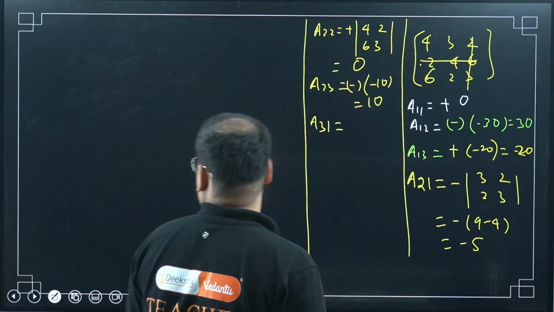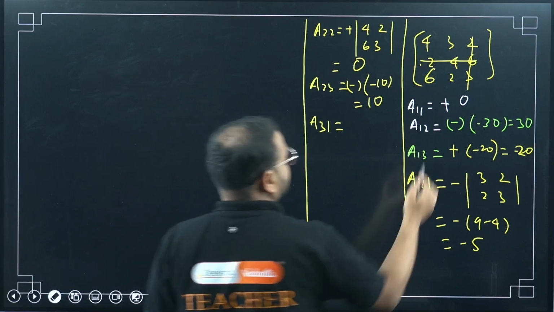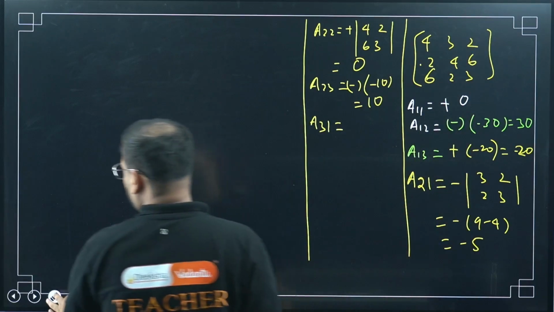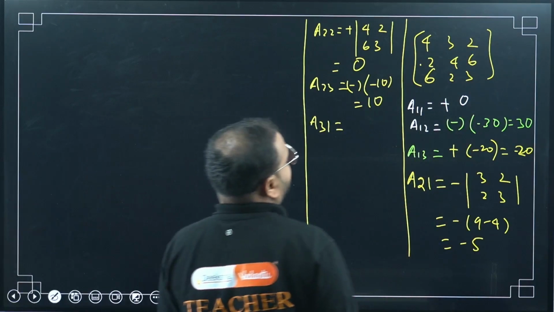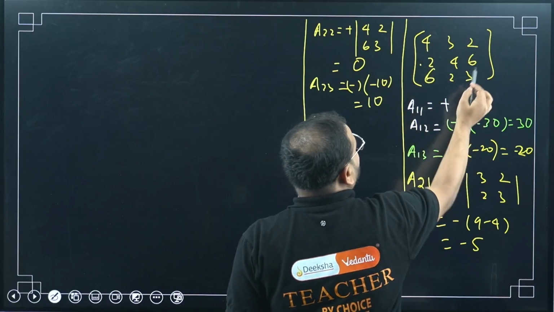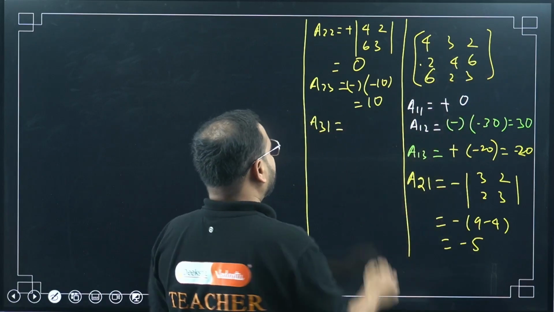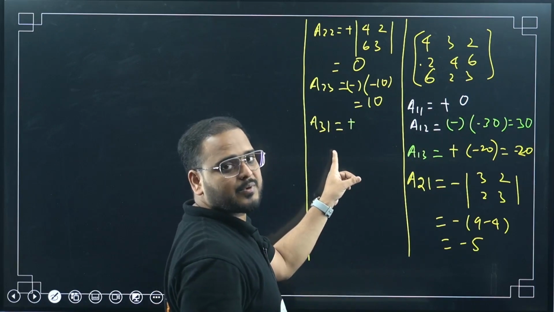Please check here. For A31, what will I cancel? I'll go to the third row now. Okay, for the third row, A31, please check. I'll cancel this and this. What do I get? 18 minus 12. A31 is positive, right? Because 3 plus 1 is 4, so even.